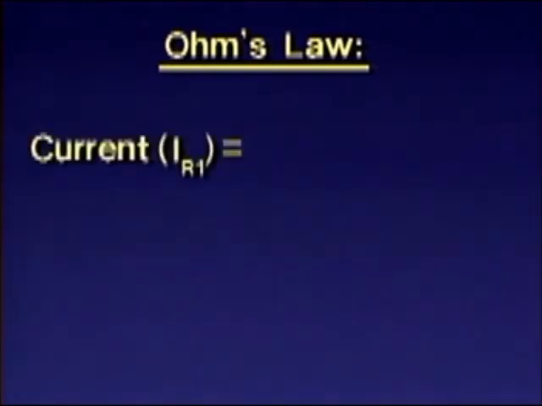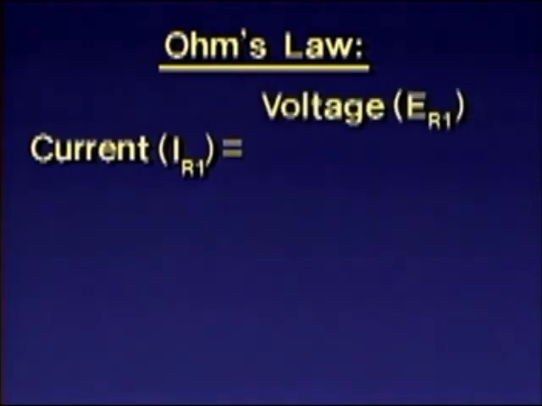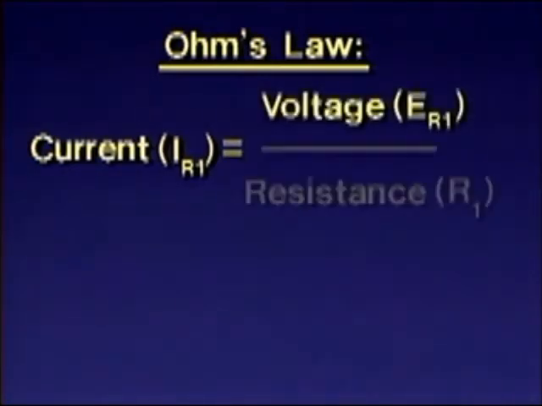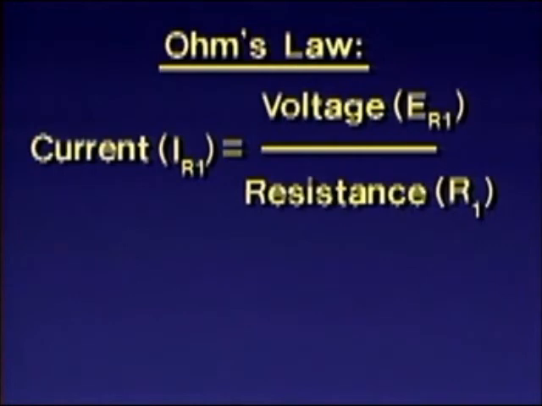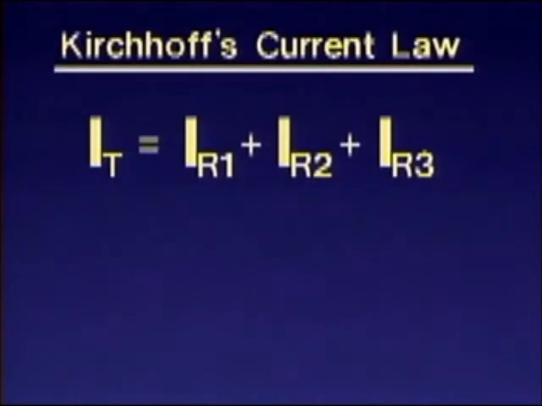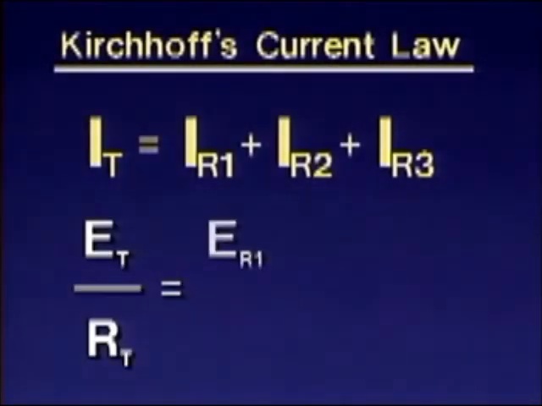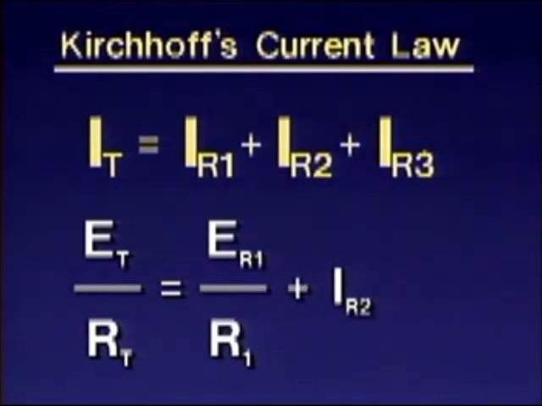Ohm's law is also true for every part of a circuit. Therefore, the current in branch 1, or IR1, is equal to the voltage in branch 1, or ER1, divided by the resistance of branch 1, or R1. By substituting this value for branch current into Kirchhoff's current law, you get ET divided by RT equals ER1 divided by R1 plus IR2 plus IR3.